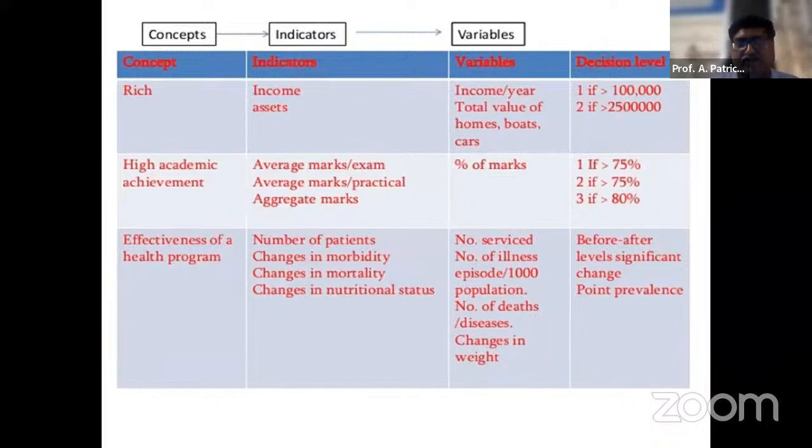What is the decision? Will you say anybody who has less than 1 lakh is a poor person, and anyone who has more than 25 lakhs is a rich person? And how do you go about working that out? Suppose someone is saying that you study very well, you have an academic achievement. So what are your average marks? How much did you score in the practicals? What is your aggregate? What is your percentage? If you get less than 75, what do you call it? Above 75, or if it is less than 80, what do you call it?